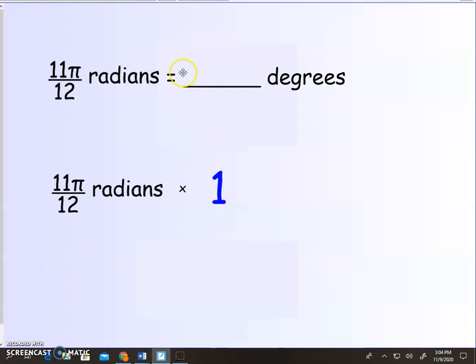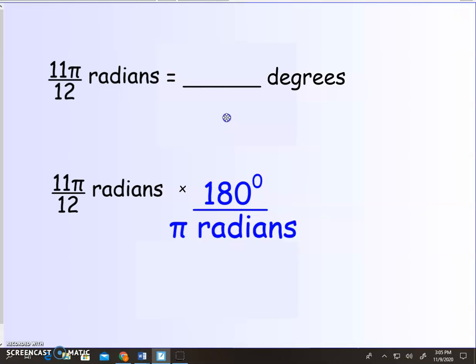Let's take a look at one more example together. 11 pi over 12 radians is how many degrees? Well, I'm going to take 11 pi over 12 radians and I'm going to multiply it by 1. And what's that going to give me? Well, I'm going to dress that 1 up as, think about radians and degrees. What's your 1 going to look like?